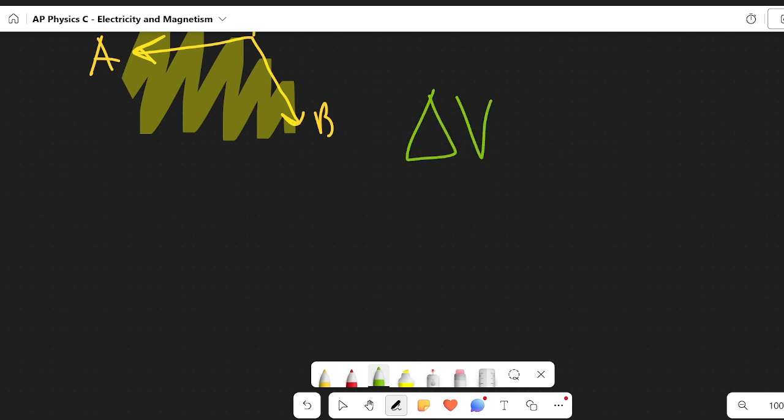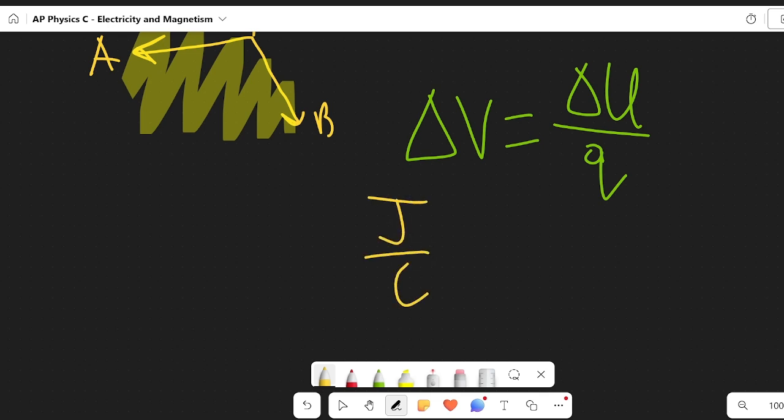So later in this lesson, actually, we'll get into a formula, right? Where we say that delta V equals delta U over Q, right? And then delta V will have the units of, let's say, joules over Coulomb, which is volts, right?